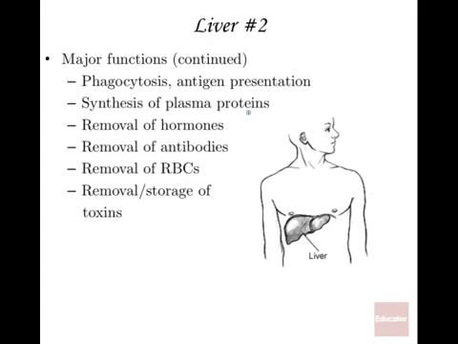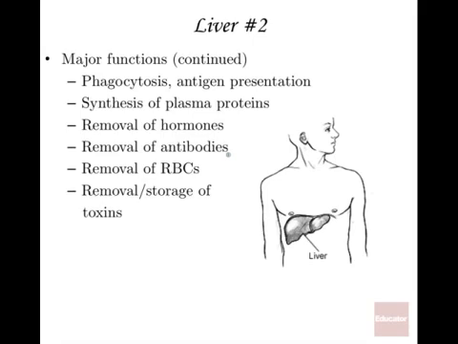Synthesis of plasma proteins. So yes, blood cells are made typically in the bone marrow, but a lot of the proteins that end up in the fluid of your blood are produced in the liver. Removal of hormones. So hormones are released from all different endocrine glands throughout the body, but your liver has a lot to do with taking in excess adrenaline, insulin, and removal of those hormones from the body when they're no longer needed.